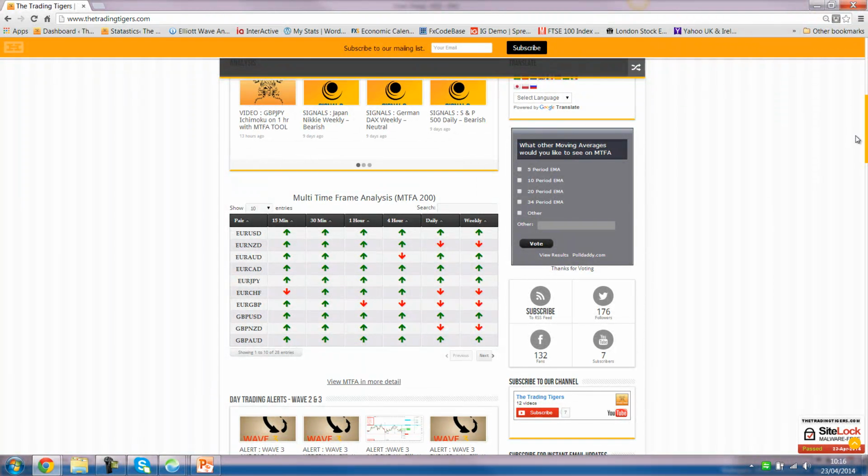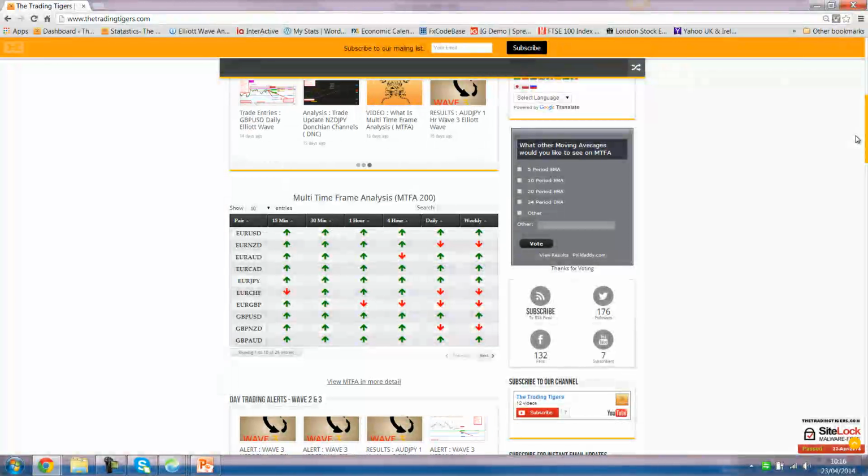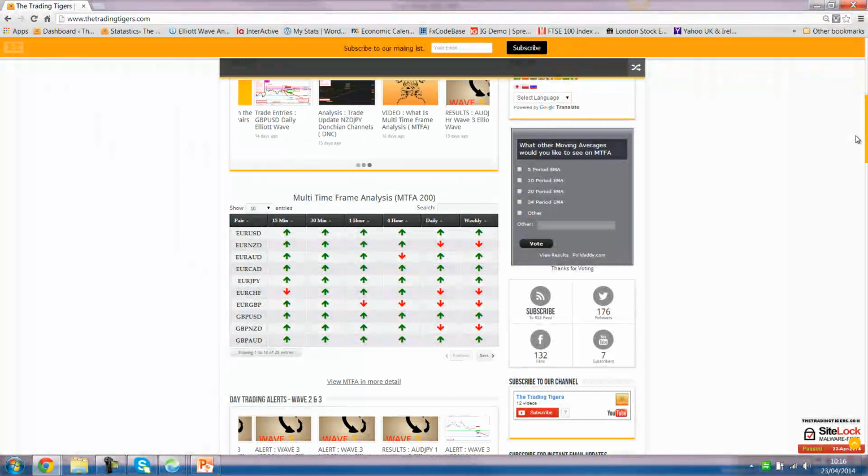So what do I do to be able to look at the first trade of the Kiwi Canadian dollar? First of all, I go to a special tool that thetradingtigers.com have developed, and it identifies to me on the daily time frame that I should be looking at the Kiwi Canadian dollar, right?